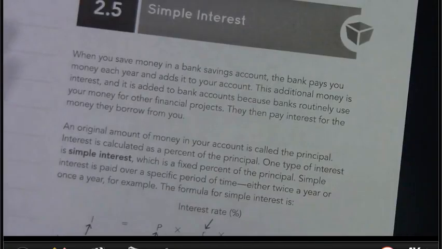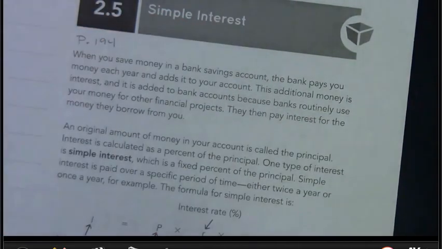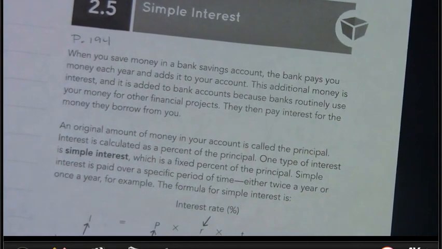All right, if you guys would turn into your textbooks to page 194, we're going to take a look at simple interest today.